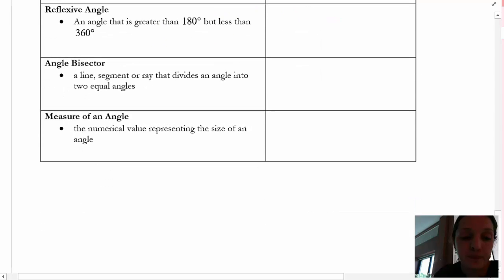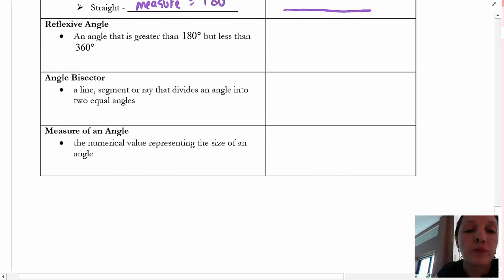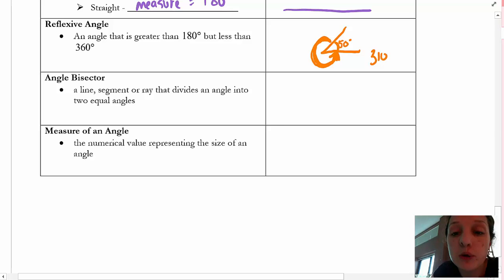All right, we just have a couple more, 3 more to go here. So what's reflexive? Well, reflexive is when you go the other way. So if I have like this happy little acute angle, and let's say this angle is 50 degrees, I'm measuring that from here to here. A reflexive angle says, well, what if I didn't want to measure on the inside and I wanted to measure on the outside? This right here would be the reflexive angle, the outside measure of the angle. And that's going to be greater than 180 but less than 360. In this case, it would be 310 because I've got 50 degrees there and 310 all the way back around.